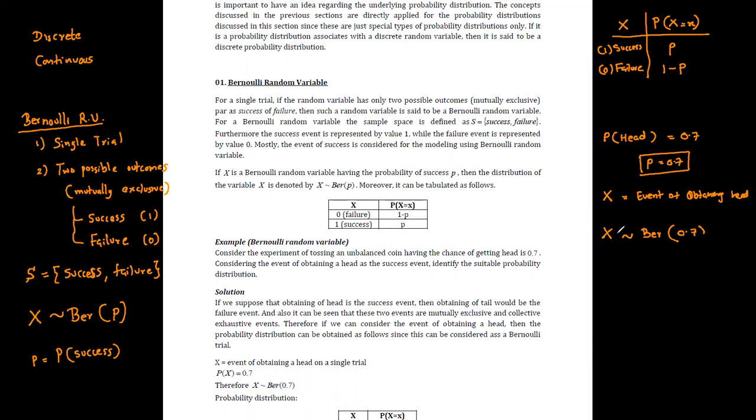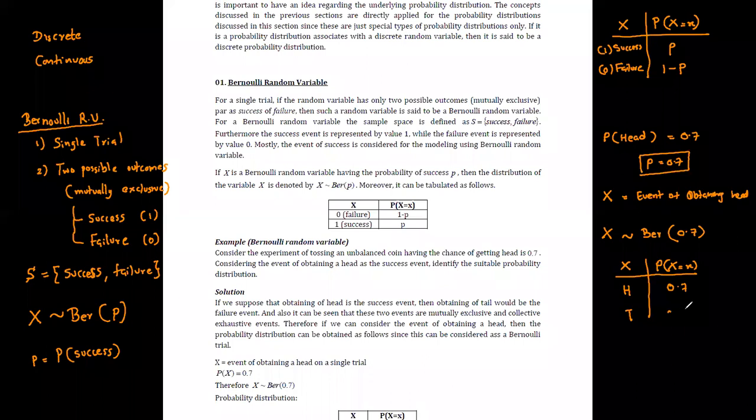Therefore, we can say that X follows a Bernoulli distribution, or X is a Bernoulli random variable having the success probability 0.7. Therefore, we can construct the probability distribution in this way. Here we are letting the letter X, and this X equals lowercase letter x. Here X equals head and X equals tail. We know that the probability of obtaining head is 0.7. Therefore, the probability of obtaining tail is 0.3. This is what we can say as the solution.